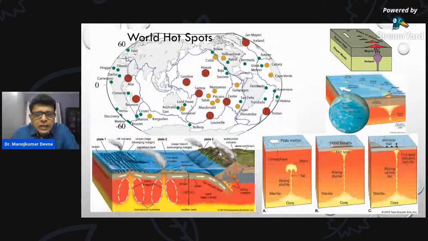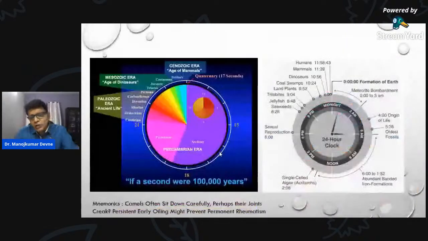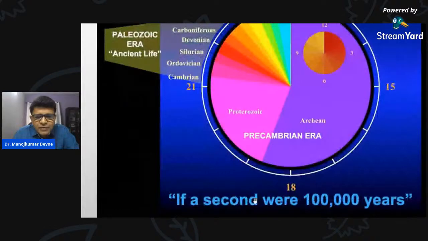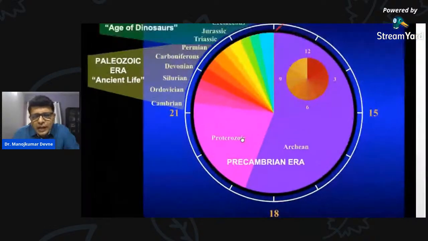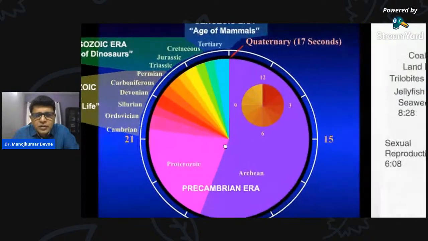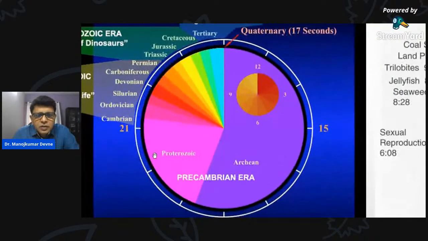As I said, it's interesting to understand how we could be relating these things on time. Now, if we say that every second was equivalent to 1 lakh years, how much time do we say? Say this is the 24 hours, and you see that, as I said, more than 90% of the whole thing is occupied by the Precambrian era, and the Precambrian era also is divided into two: the Archean this side, and the Proterozoic this side.